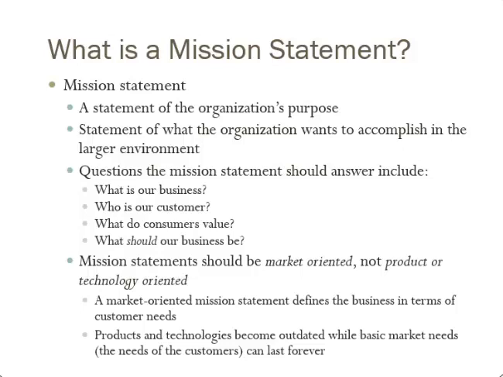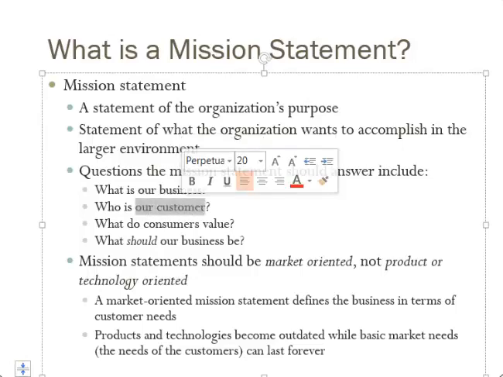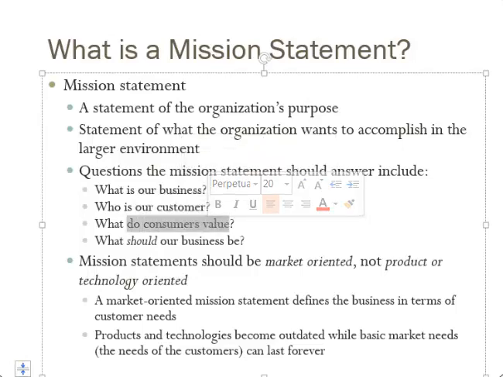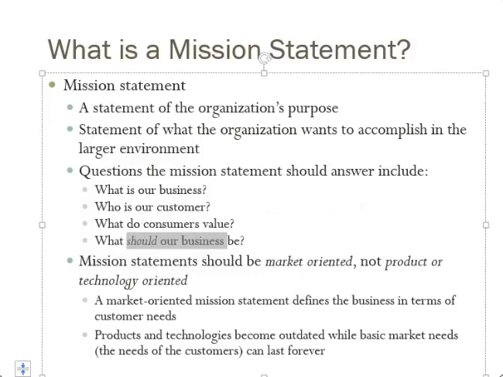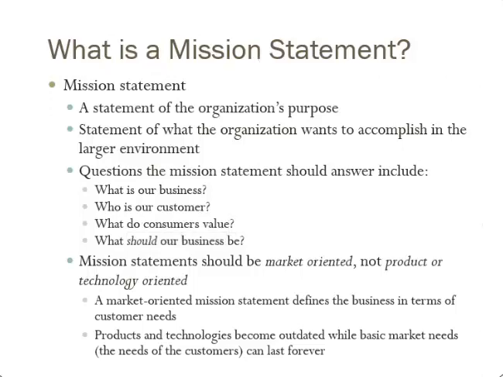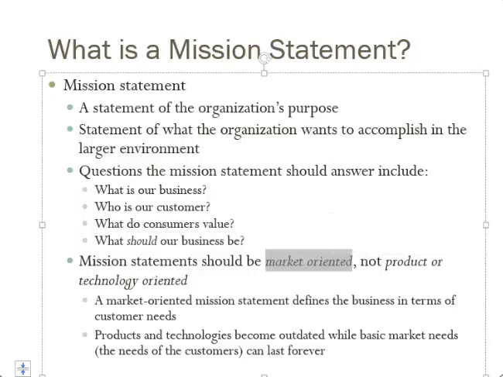Now, I guess in one sense, you can just say a company is there to make money. I guess that's the mission of most companies. But how are they to make money? What kind of products are they trying to produce? What kind of customers are they trying to sell to? This is a statement of the organization's purpose and what the organization wants to accomplish. That includes things like what is the business, who is the consumer, what do the consumers value, and what should the business be. This should be based on the market that you are targeting.